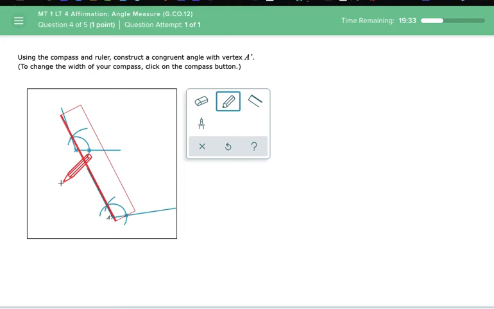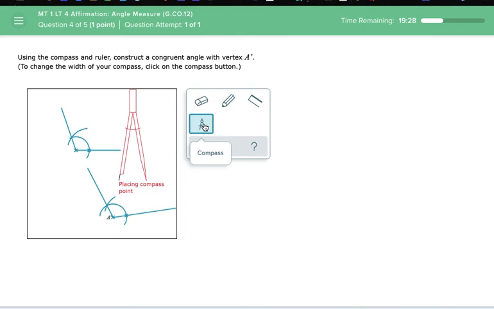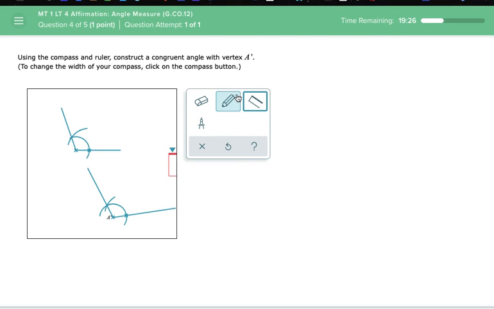And your line is going to be congruent to the original line. Like that to see it. So there we have two congruent angles.